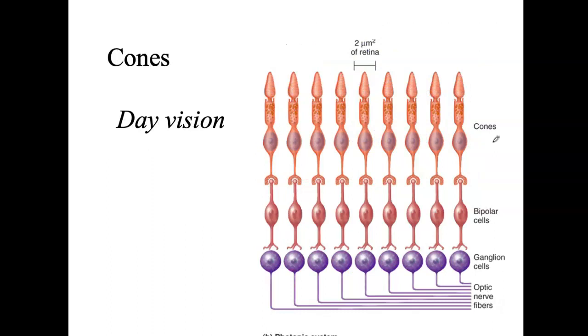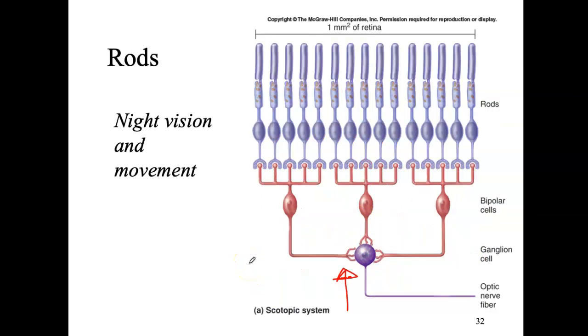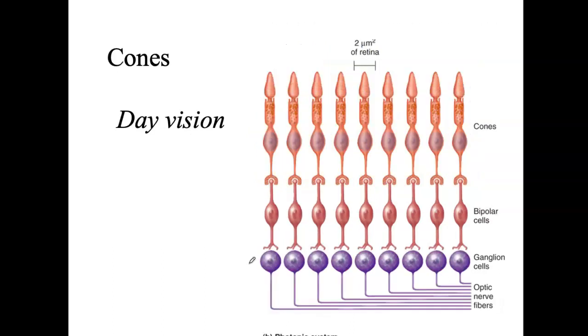Okay, cones, we have 2, 4, 6, 8, 9 cones here. How many bipolar cells? Oh, wow, equal numbers. How many ganglion cells? Equal numbers, right? Let's go back. See, we only had 3 bipolar cells for about 12 or 15 of the rods. And here we have equal numbers. So what does that do?